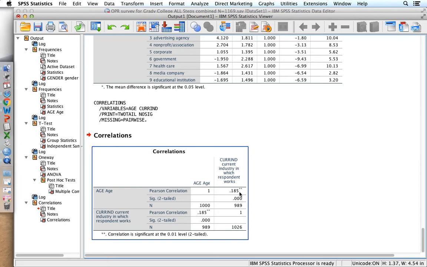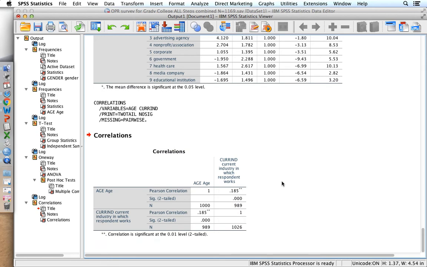I tend to not report correlations unless they are at the 0.3 or above level. The higher or closer this number is to a 1, be it a -1 or a +1, the stronger the correlation. So if this were like a 0.8, this would be a really strong correlation. However, it's a 0.18. Super, super weak. So be aware of that.